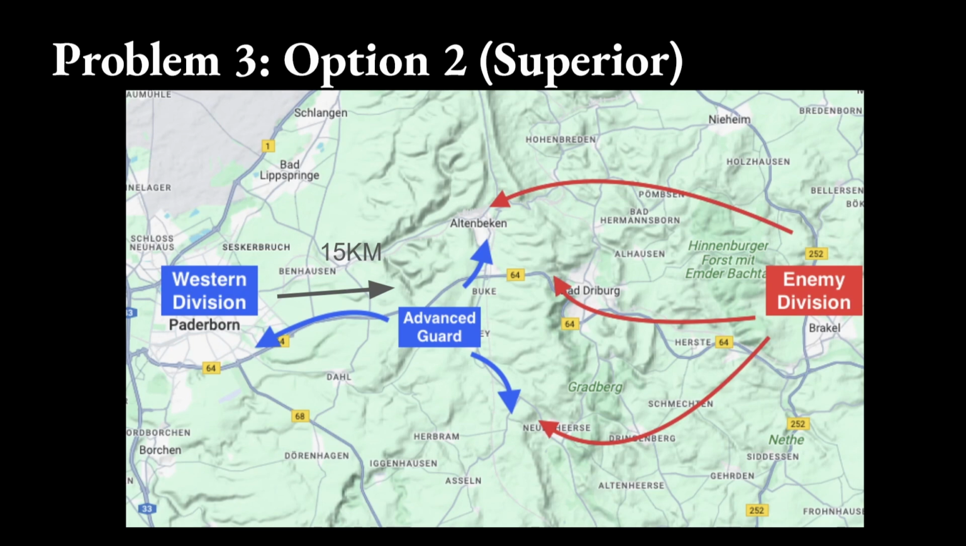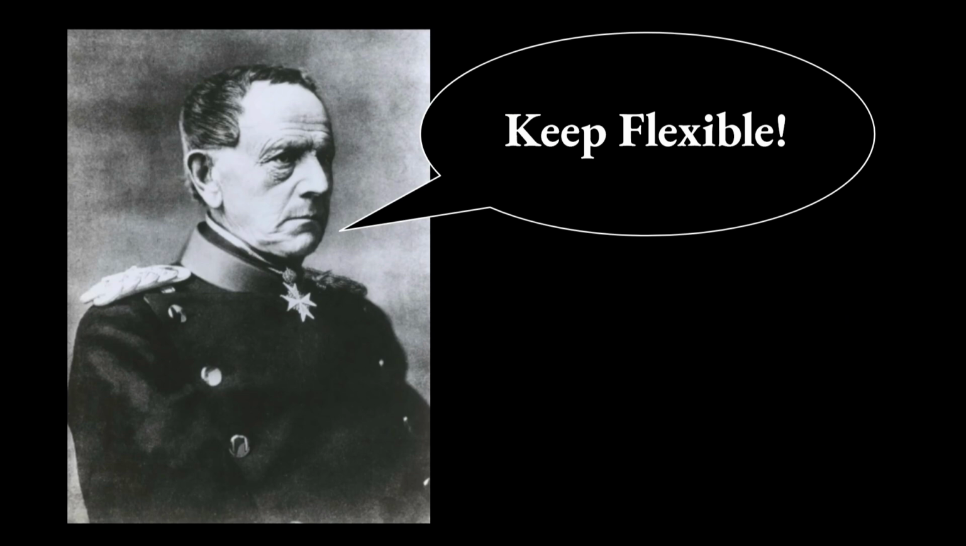This is why the Field Marshal says, when it comes to placing your advance guard ahead of the main body, always make sure that you use the terrain and available road networks to keep flexible.